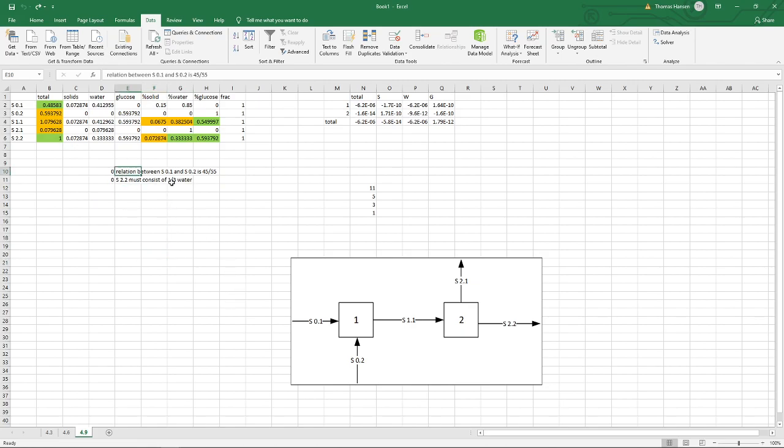So I tend to do it like this, where I say that we have an information given that the relation of 0,1 and 0,2 is 45/55. Sometimes I would even add after that to say this means M, what is that? M01 is equal to 45/55 times M02. So I actually can see what it is I'm doing, what equations I want to write.